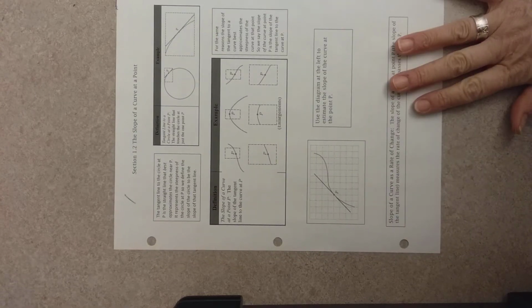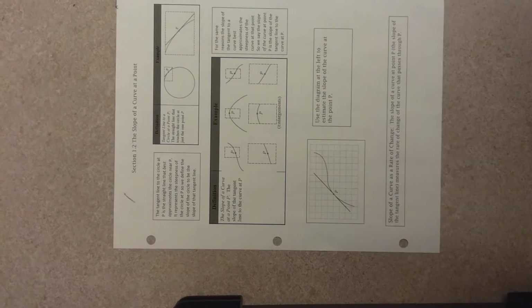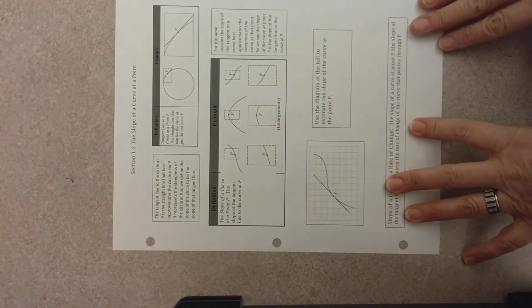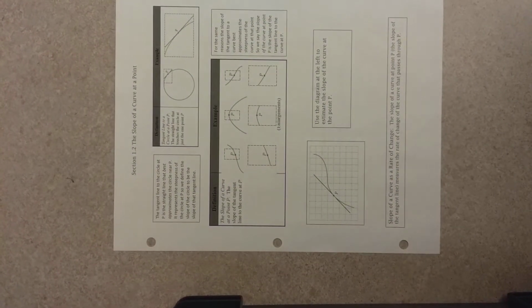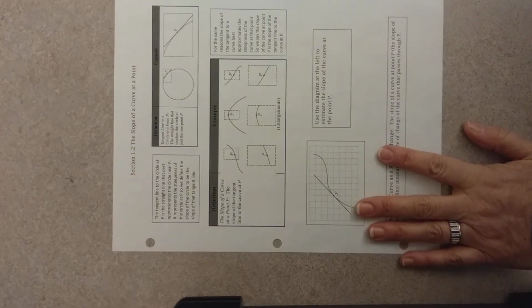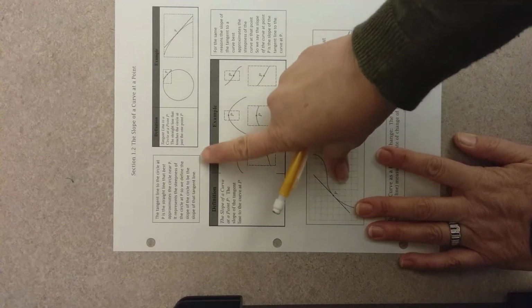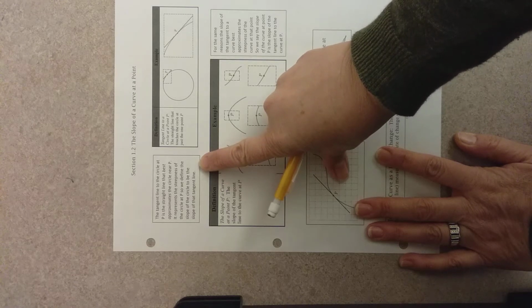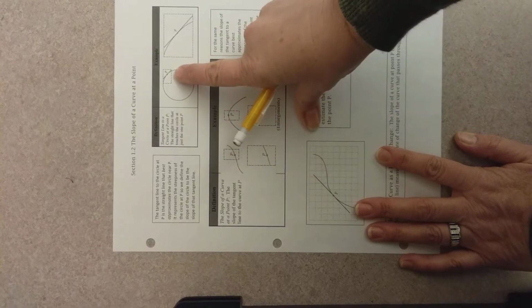So this is the video for section 1-2, and we're going to be talking about how to move from the idea of the slope of a line in section 1-1 to the slope of a curve. So we touched on a lot of this last class, but the first idea that we want to morph from a line to a curve is the idea of a tangent.